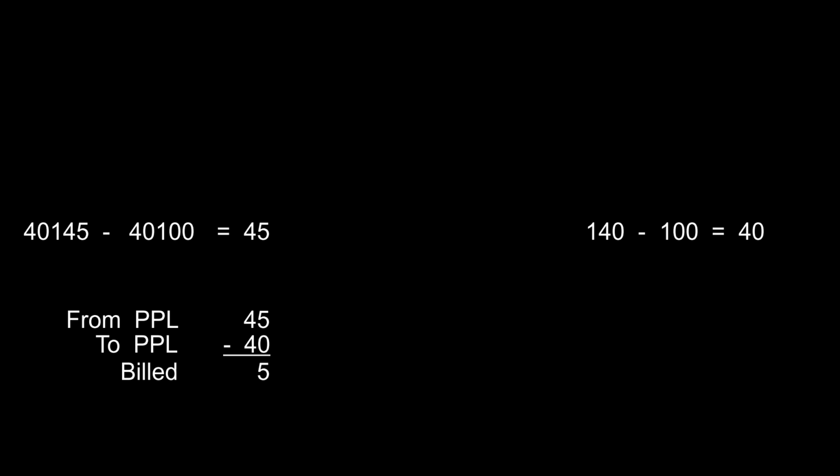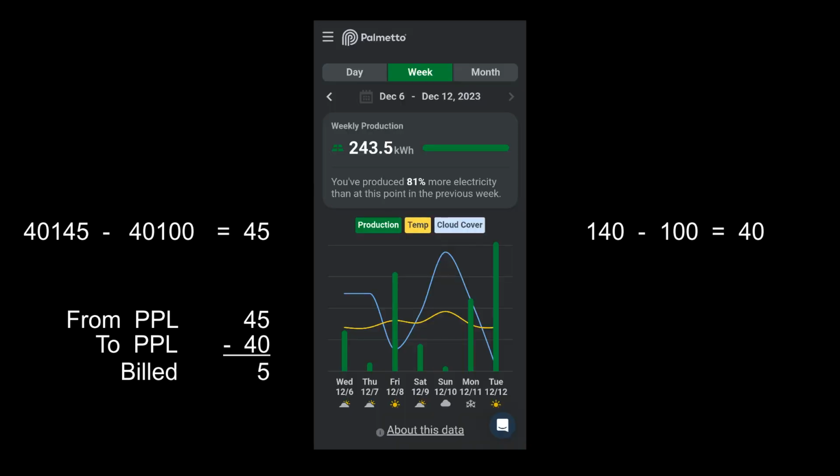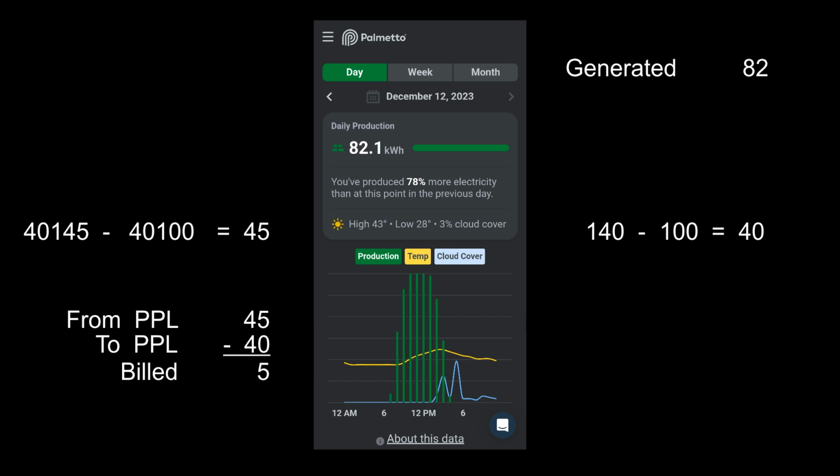Even though you're only getting billed for 5, that's definitely not how much power you've used. I use Palmetto, so I'm going to bring up their app here, and I'll see that, let's take the same day. Still artificial numbers, but this one's real. So we had 82 kilowatts of electricity generated that day. But I pushed 40 of that back onto the grid. That means that I used 42 kilowatts of the electricity that I generated from my solar and gave the rest back to the power grid.